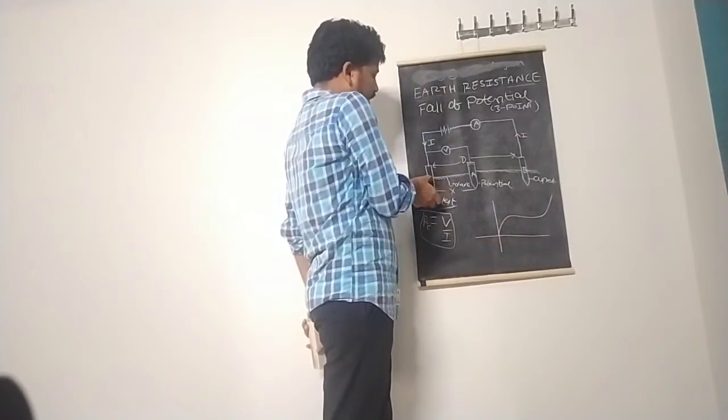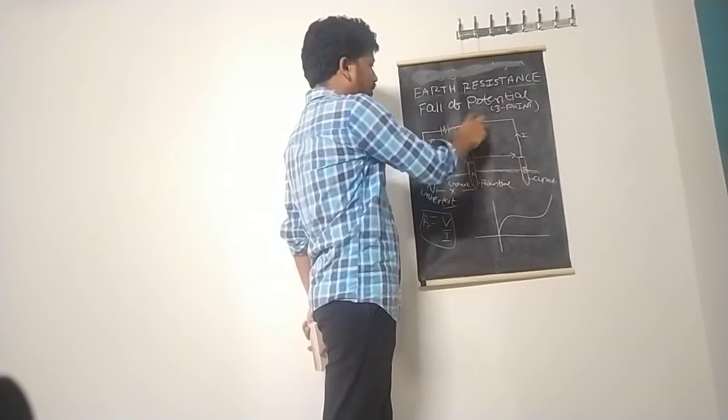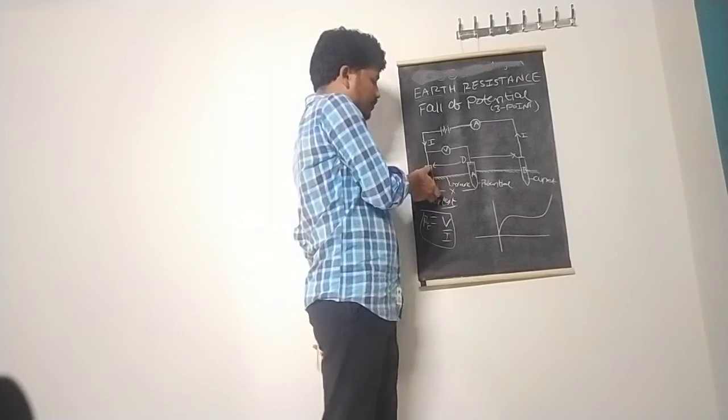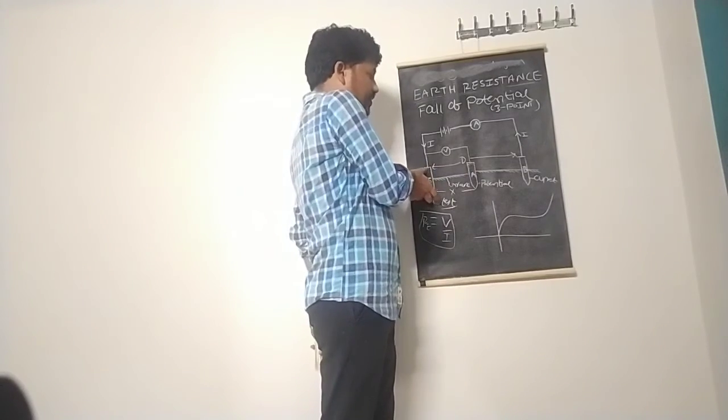Because of the electrodes E and B, we are giving the supply of current I. Therefore, the electric field produced by the electrode E diverges, and this is converging.